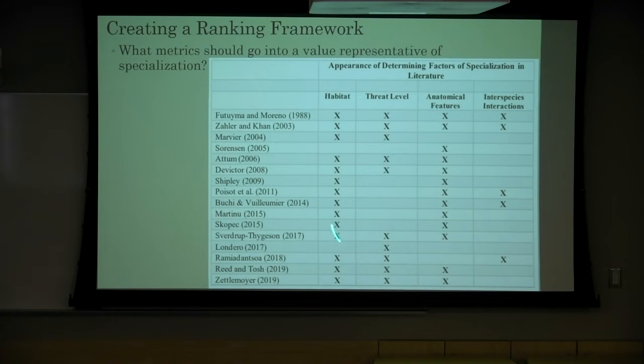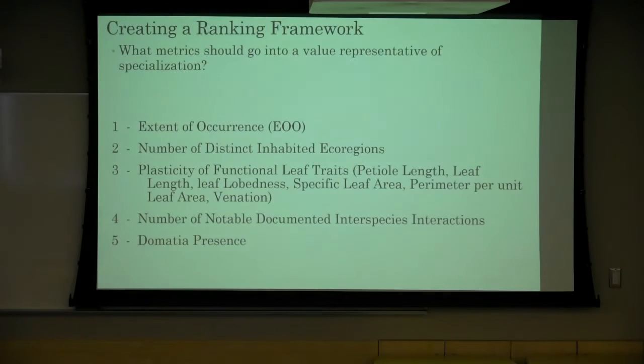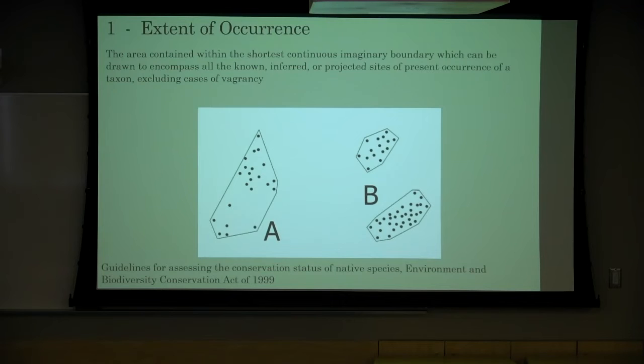You'll also see threat level brought up a ton. And once in a while, you'll see interspecies interactions, which is, how co-evolved are you? How reliant are you on other members of your network? And these are the 5 metrics that we decided on for oaks. And if you don't know what these are at the moment, we're going to go through them one by one here.